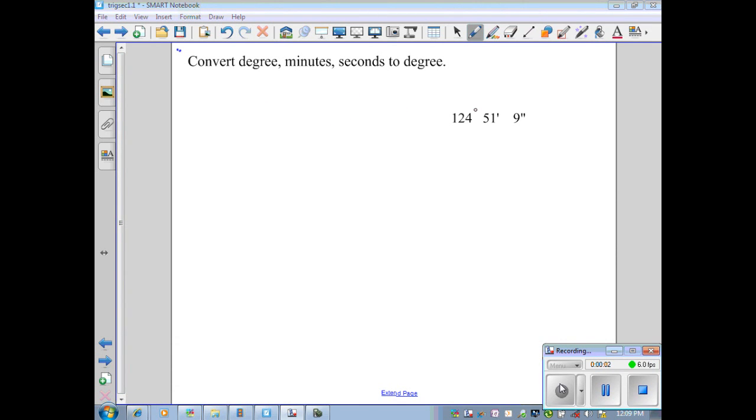This is similar to the problem we just completed. Please press pause on the player and complete the problem on your own. When you're ready, continue on and follow along with the completion of this problem to make sure you have it correct. Let's continue. 124 degrees plus 51 minutes divided by 60 plus 9 seconds divided by 3600.